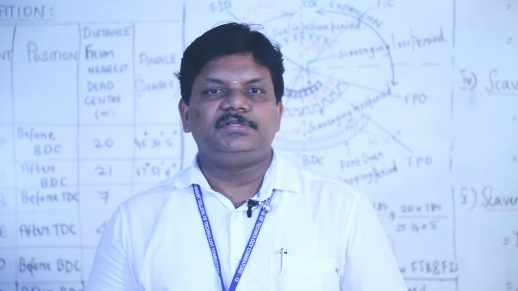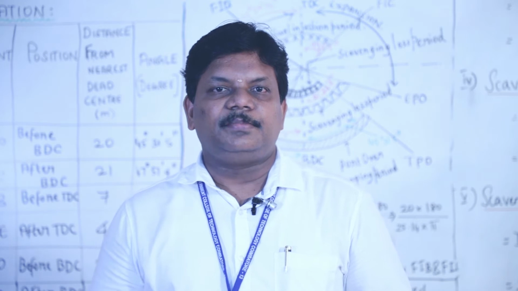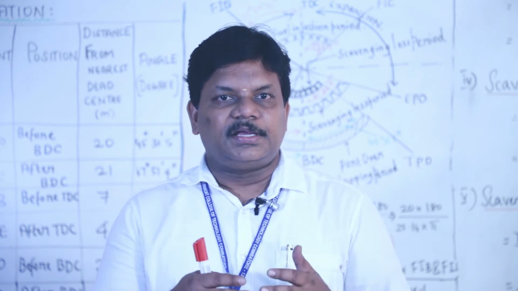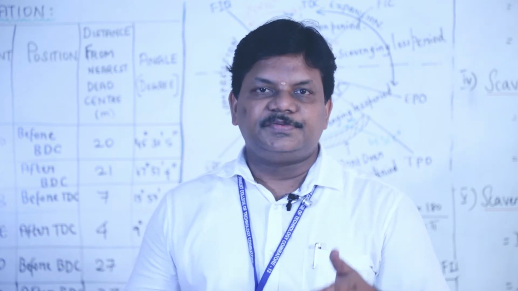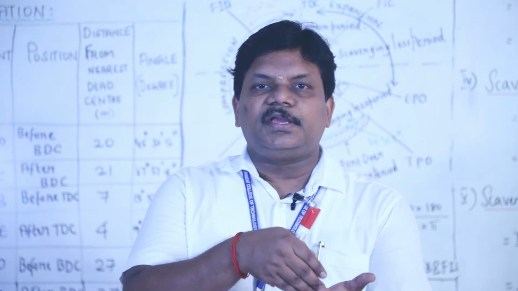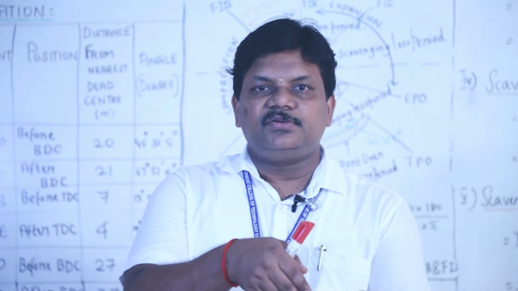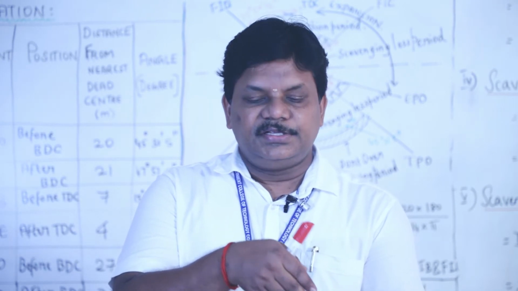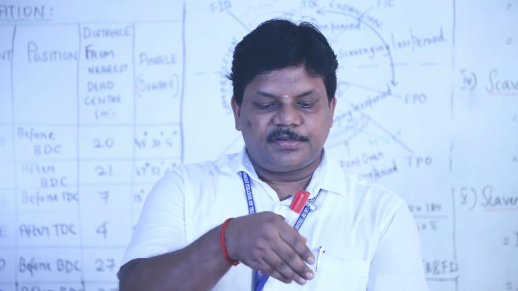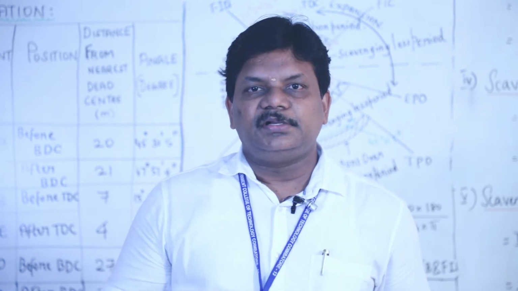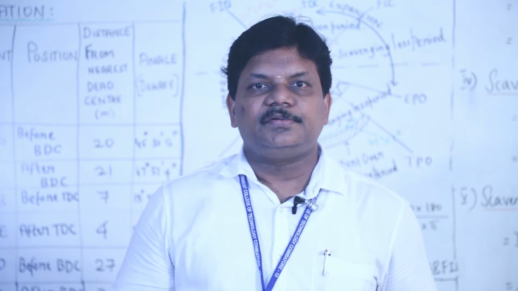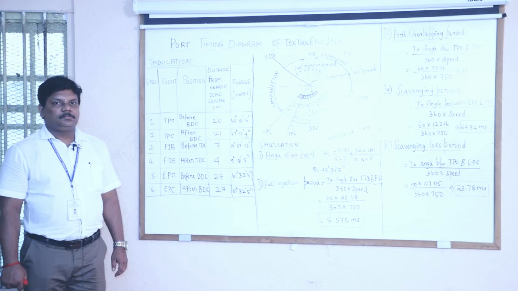So now we can go to the tabulation part. In tabulation, we can see the events, what the events are and what has happened. That is how we can measure the distance nearer to its dead center, and the distance in the case of linear measurement has to be converted into angular measurement. So we can go to the tabulation now.